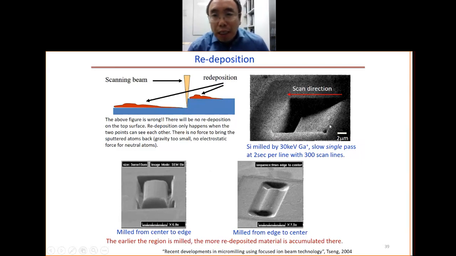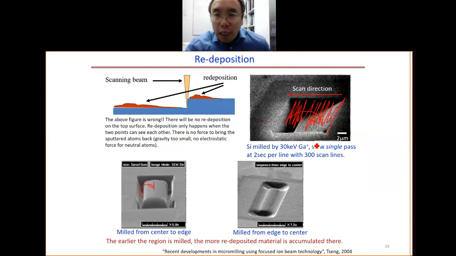But because of the redeposition, if I mill the material from the right to the left, you get trouble. So you mill this line, like this, moving from the right to the left. This is the scan direction. When you move along, the material gets redeposited here. As a result, you see a slope. Because of the redeposition, you see a slope. The same thing is here. For this one, you mill the center first, then mill to the edge. When you mill to the edge part, the material gets redeposited here. This one, you mill from the edge to the center, you get a shape like this.